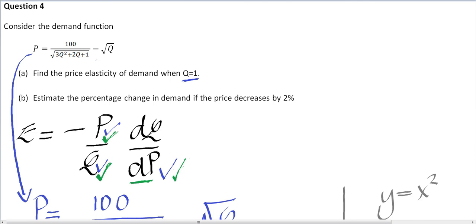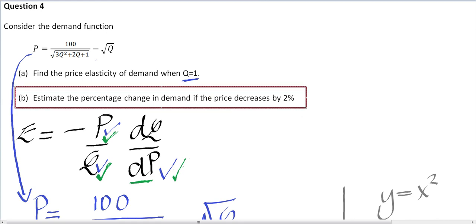Okay, for the very final part of the question in the video, we have part B. Estimate the percentage change in demand if the price decreases by 2%. Okay, I might just take that down with me.